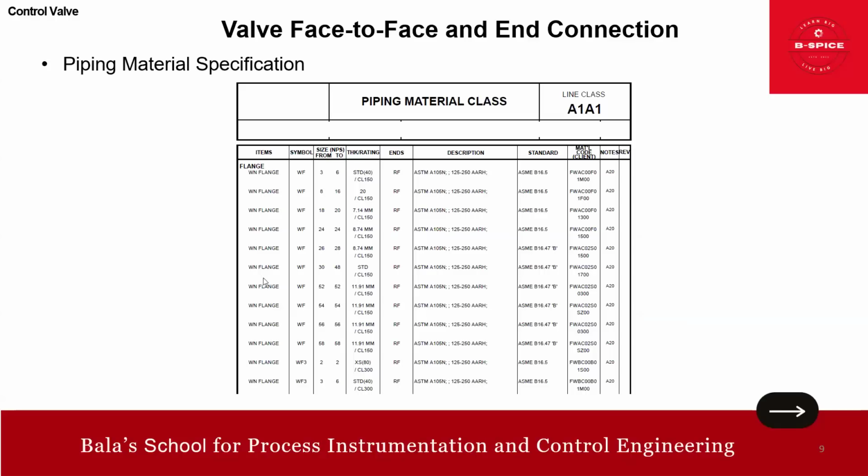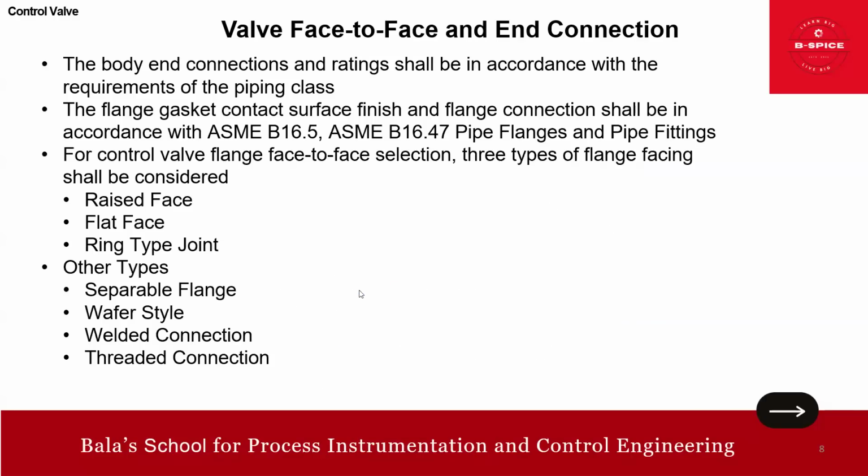Okay. And you can see one more example here. This one is for 2-inch, schedule 80 XS, class 300, then raised face and ASTM A105, and this roughness average, and this is your ASME B16.5, and here you can see B16.47. This is how we need to refer to this piping material class and select our flange. Okay, friends, you got it right? Okay, good to go. So this is to support this statement.